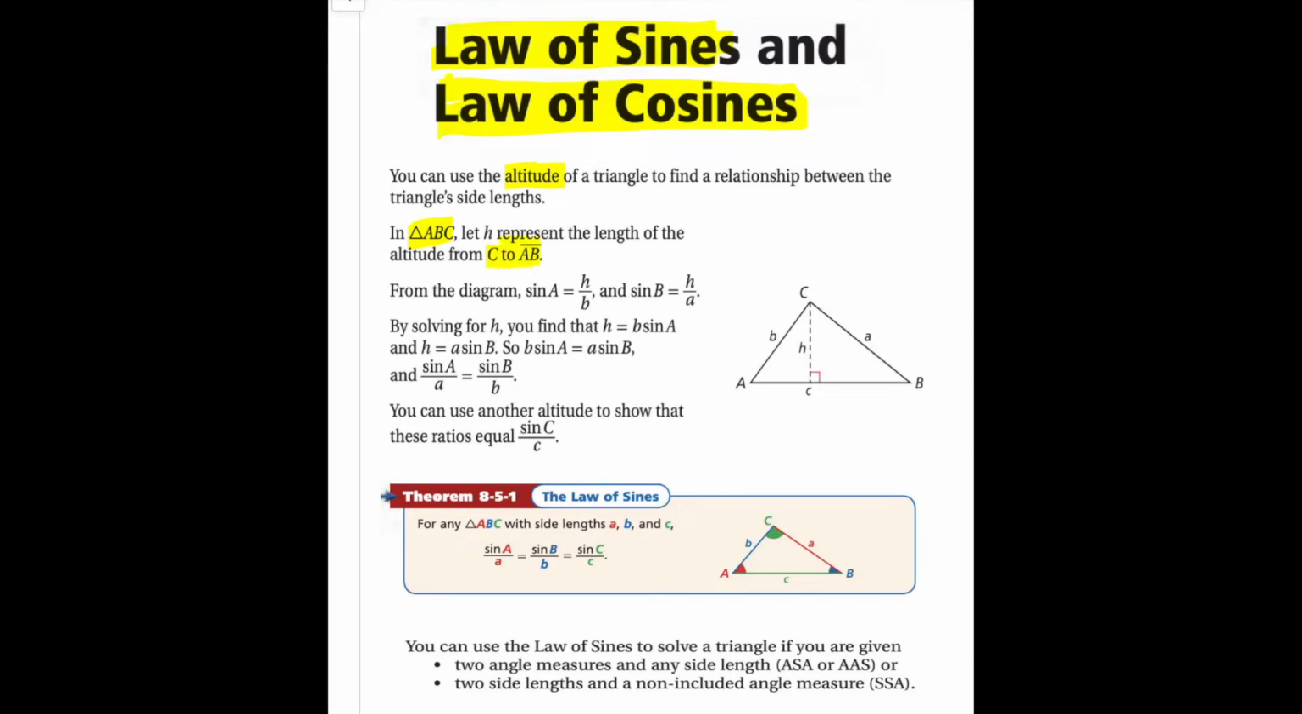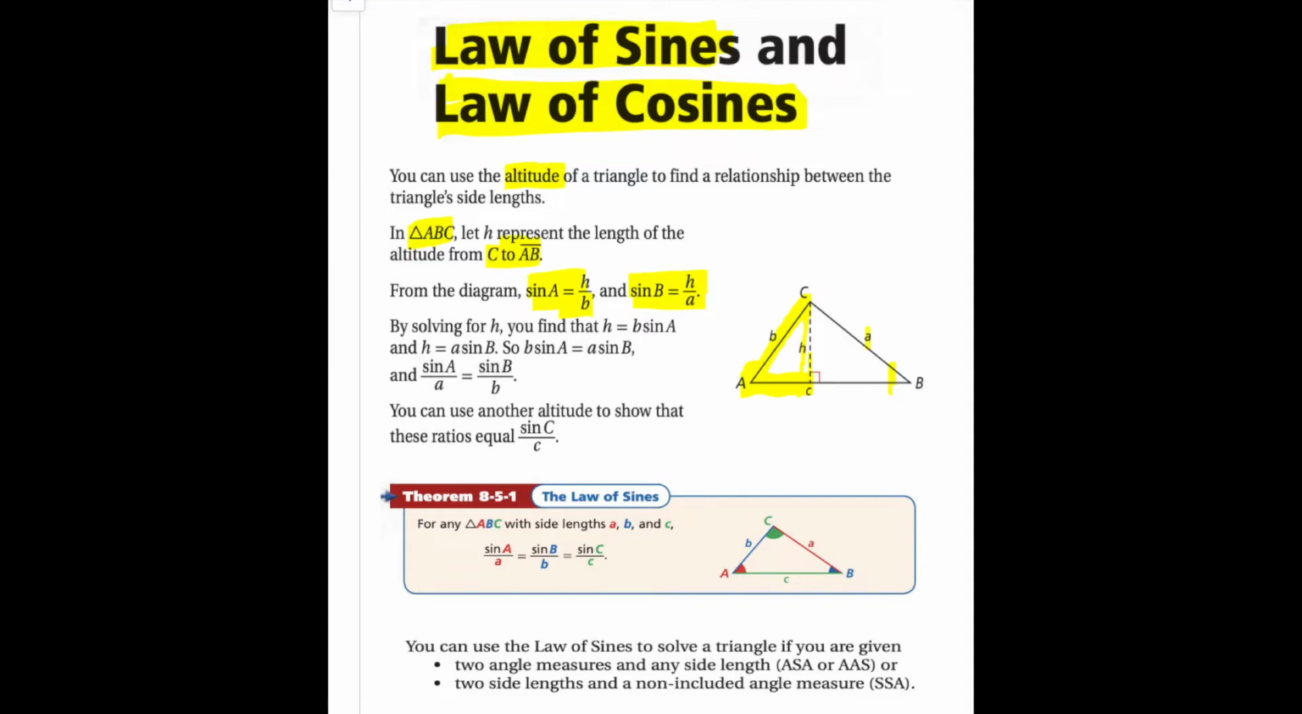From the diagram, sine of this angle A is equal to opposite side over hypotenuse. So we are looking at the small right triangle. So sine A is equal to opposite over hypotenuse, which is sine A is equal to h over b. And sine B from the other triangle, B is the angle, opposite side over hypotenuse, which is sine B is equal to h over lowercase a. That is the side opposite to angle A.